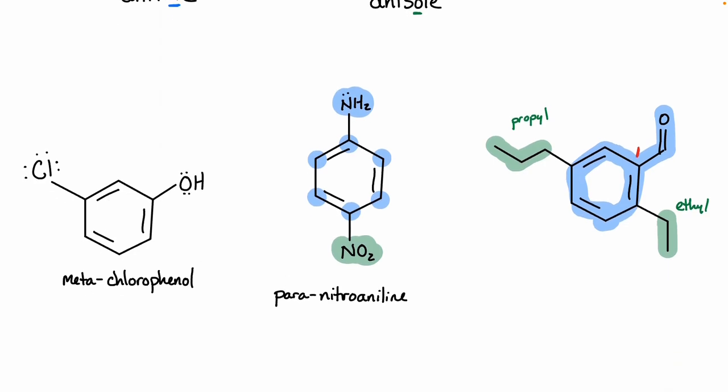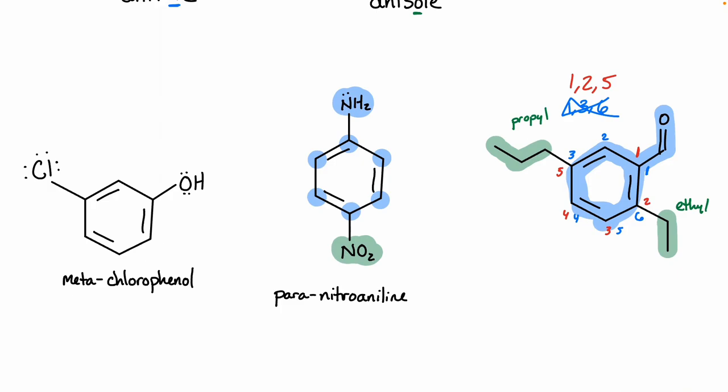Now we only got two here. I can go clockwise, 1, 2, 3, 4, 5, or I can go counterclockwise, 1, 2, 3, 4, 5, 6. Which numbering scheme am I going to pick? Red or blue? Red, right? So red's got a 1, a 2, and a 5. Blue's got a 1, a 3, and a 6. So the red wins. Okay.